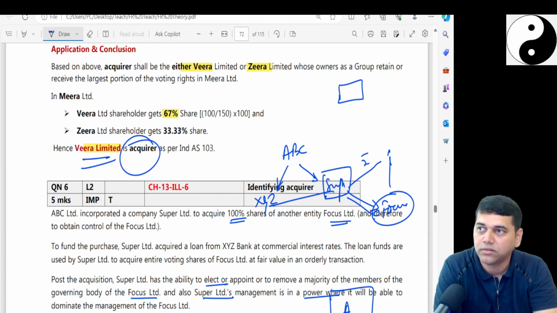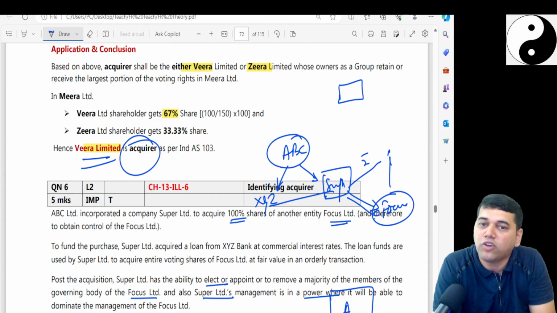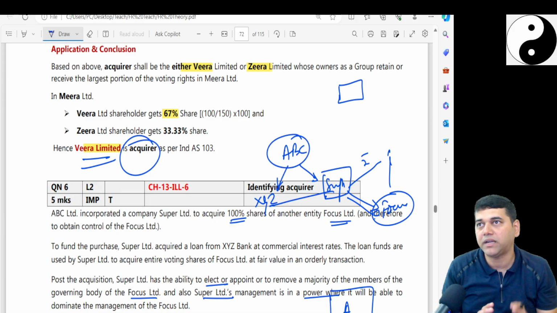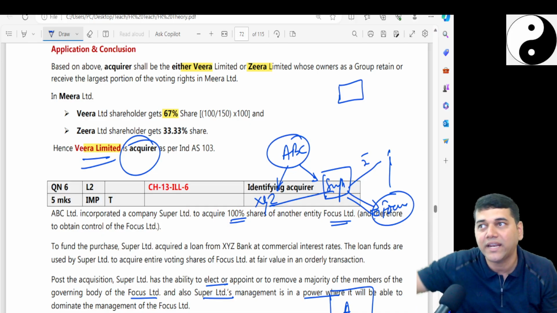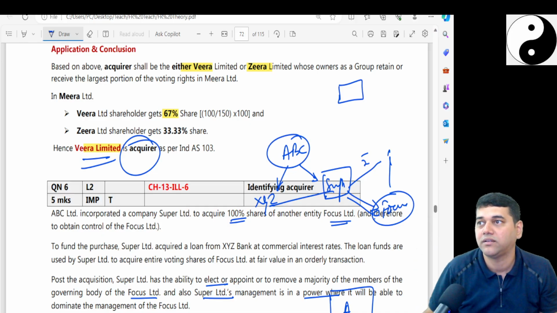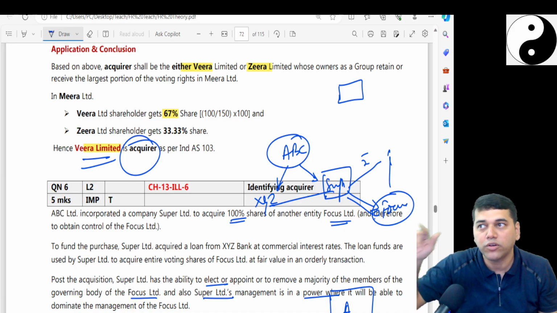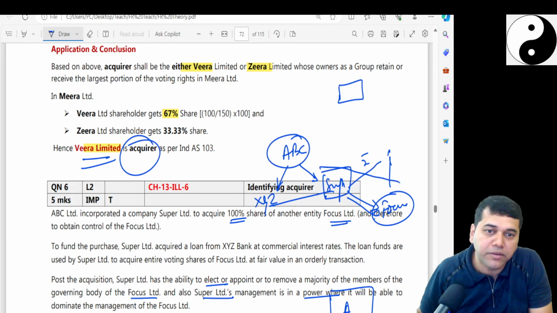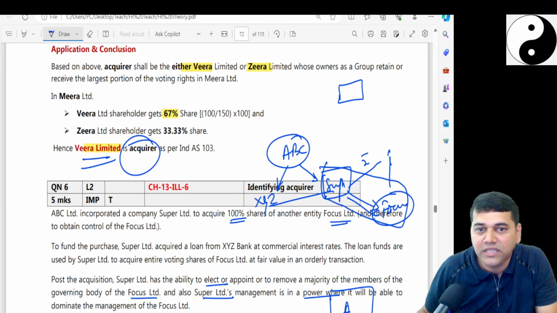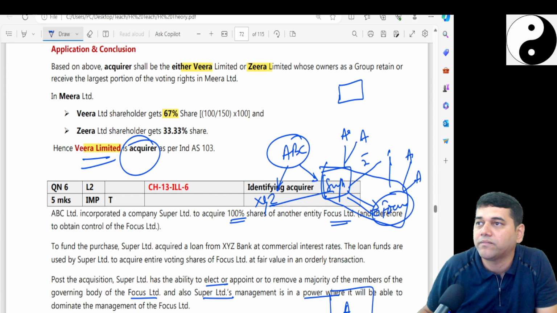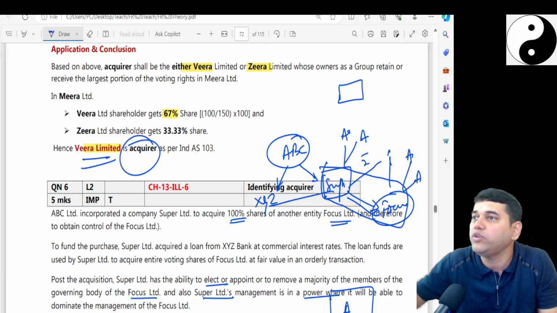Who is actually? Because here ABC is not an acquirer. Ultimately there are only two parties, acquirer and acquiree. Now the question is, among the two, who is the one? That's what you need to figure out. Here the transaction happened between these two people only. So either this person is the acquirer or this person is the acquiree. Among two, who is the one?